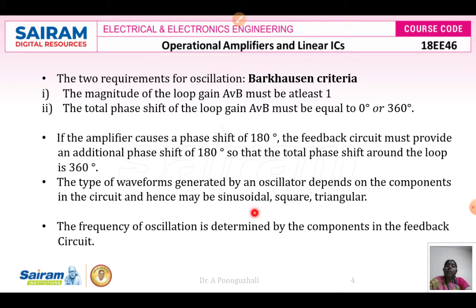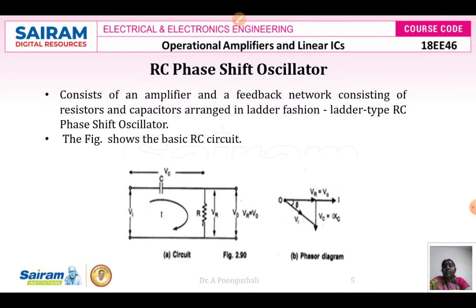And then, when this condition is satisfied, I will be getting an oscillated output. The output can be either a sinusoidal output, or a square output, or a triangular output. Here in this case, the frequency of oscillation, the frequency of the output, is going to depend upon the RC components that I am going to use in the feedback circuit. So now we will see our RC phase shift oscillator.